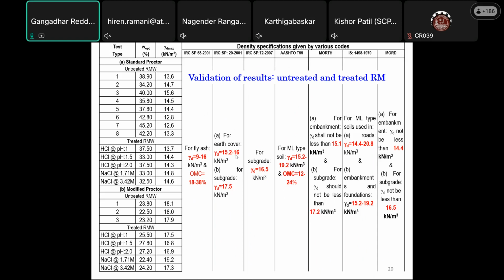Usually we need the density in this range. For subgrade, most of the codes suggest that it should be 16.5 or 17.5 kg per meter cube. Some of the other codes also say that the minimum density required should not be less than 14.6. This is for embankment, whereas the other one is for subgrade material. So the samples using a higher compaction energy in the form of modified Proctor have values excellently matching the codal provisions.